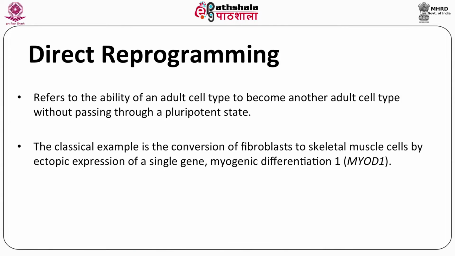Direct reprogramming. This refers to the ability of an adult cell type to become another adult cell type without passing through a pluripotent state. The classical example of direct reprogramming is the conversion of fibroblasts to skeletal muscle cells by ectopic expression of a single gene, that is MyoD1 or myogenic differentiation 1 gene.